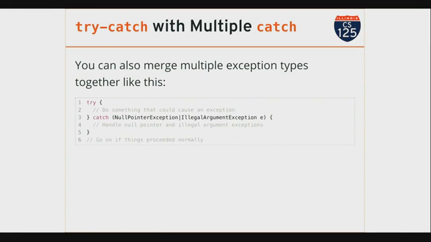Java has a way, if you want to catch multiple types of exceptions using a single catch block, there's syntax for this. This is kind of a weird bit of syntax, but I have one type of exception, I have a pipe, and then I have another type of exception, and I can string as many of these together as I want, separated by pipes.